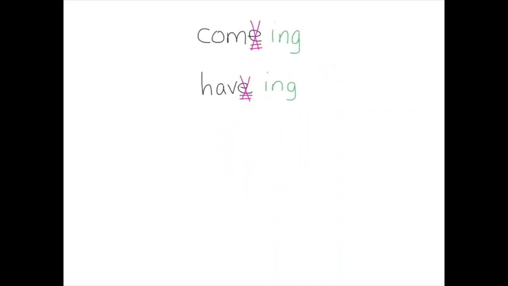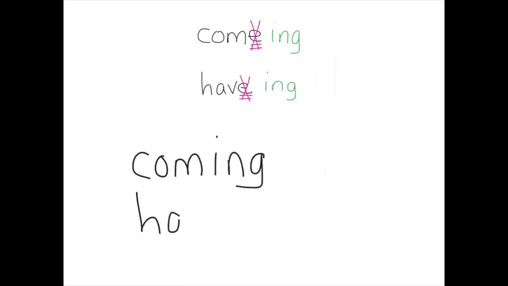So what it would look like is this. C-O-M, we erase the E and add ing, and with having, we erase the E and we add ing.